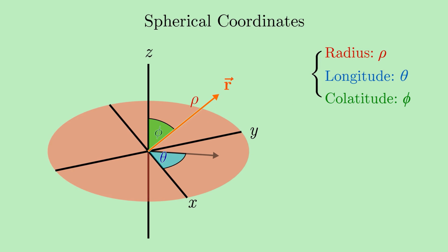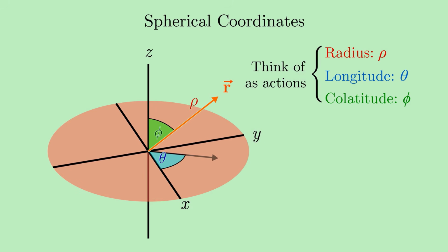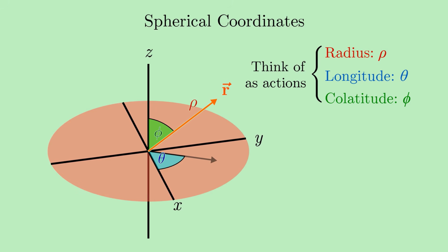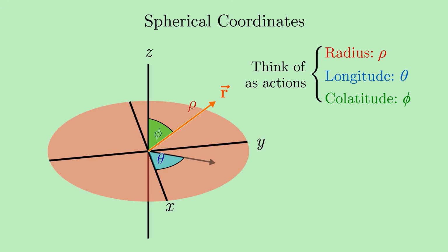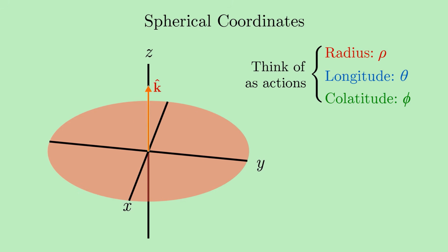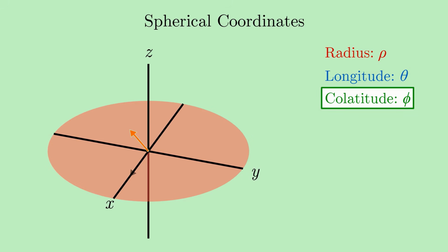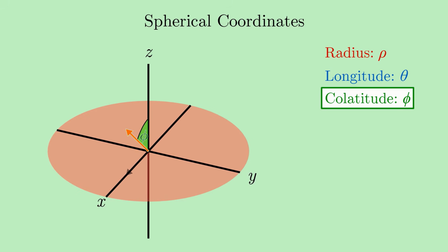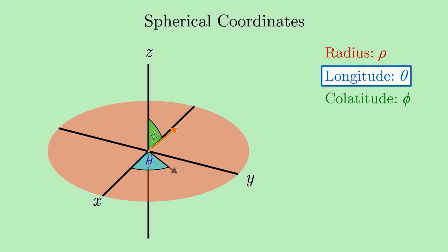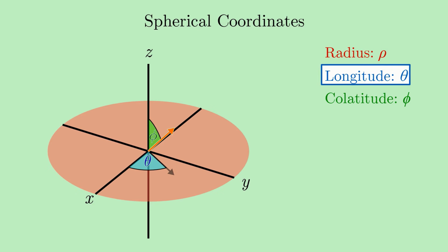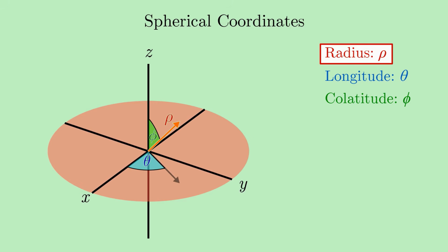We can think of these three coordinates as specifying three different actions that, when performed one after the other, are capable of constructing any 3D vector. Start with k hat, the vector of length 1 pointing in the positive z direction. Then the spherical coordinates ρ, theta, phi can be thought of as instructions to take this vector and rotate it phi radians toward the positive x-axis, getting its co-latitude correct. Then rotate it theta radians around the z-axis, getting its longitude correct. And finally, scale the vector up by a factor of ρ.